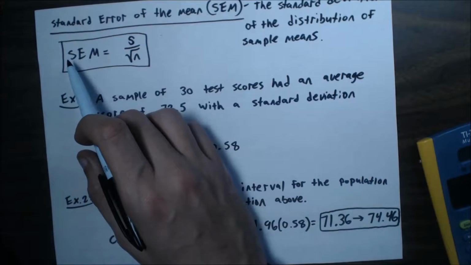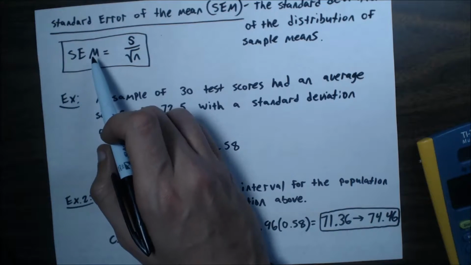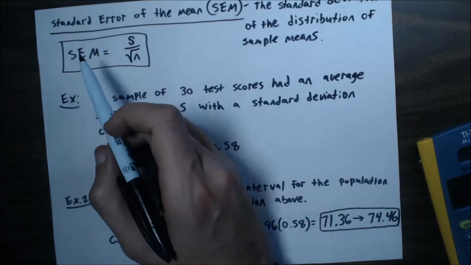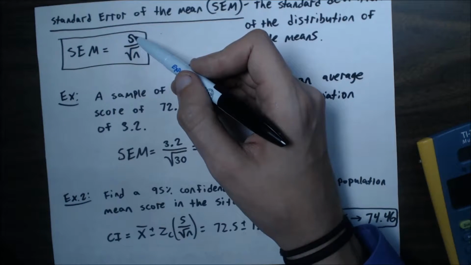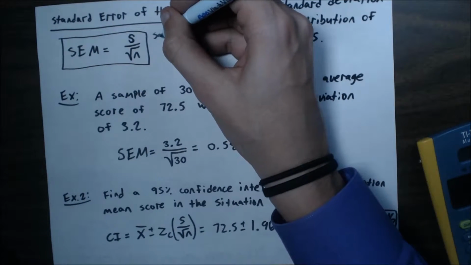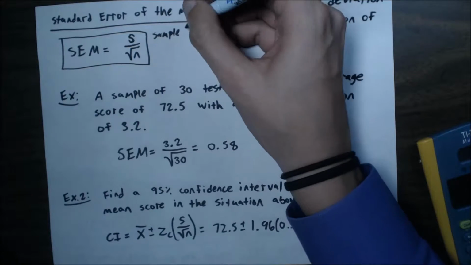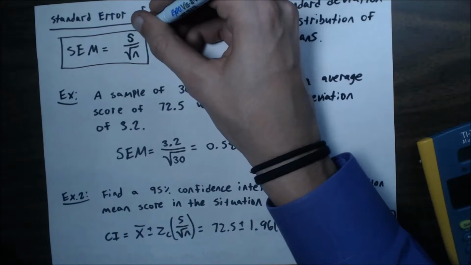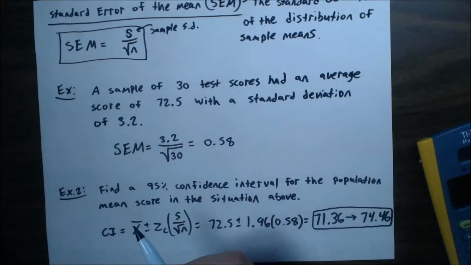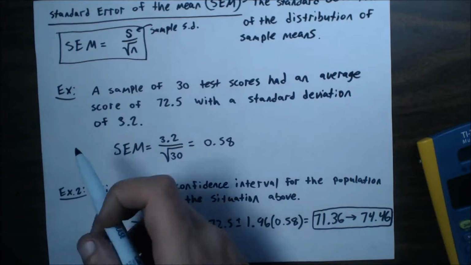The only difference is how we calculate it because the numbers work a little differently. So instead of SEP, we have SEM, the standard error of the mean. And it's simply S, which is the sample standard deviation, divided by the square root of the number of samples, the size of the samples.